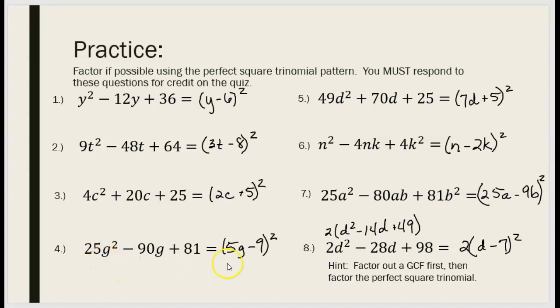Square root of 25g squared is 5g. Square root of 81 is 9. Minus sign here, so I need a minus sign here. Let's double check our middle term real quick. 9 times 5g is 45g. Double that, you get 90g. So we're in good shape.